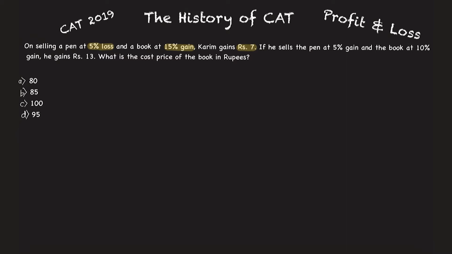If he sells the pen at 5% gain and the book at 10% gain, so both are being sold at a gain, the total gain, which means 5% of the cost price of the pen and 10% of the cost price of the book, is equal to rupees 13. That is again percentage and value. What is the cost price of the book in rupees? Simple. You have to make a linear equation and solve this problem.